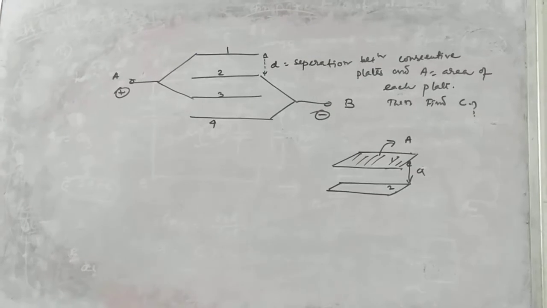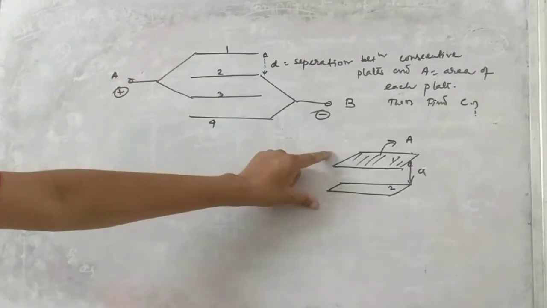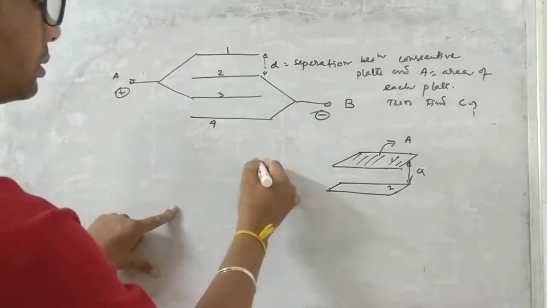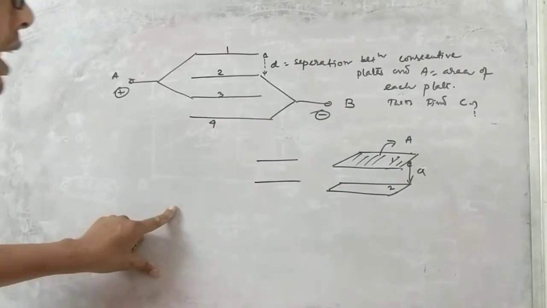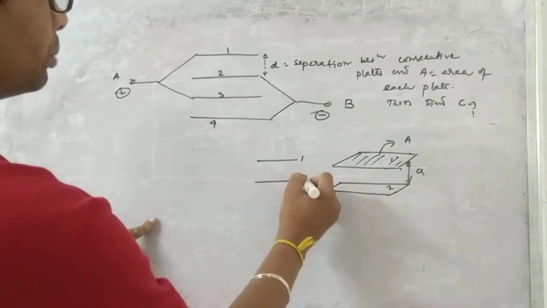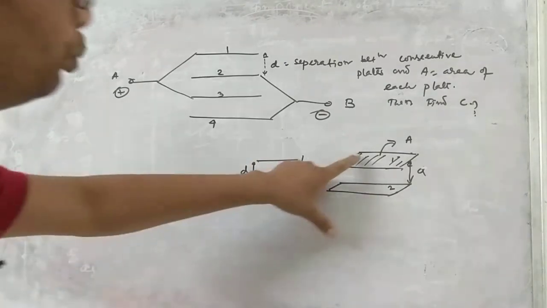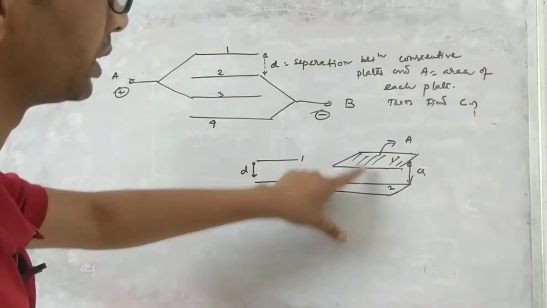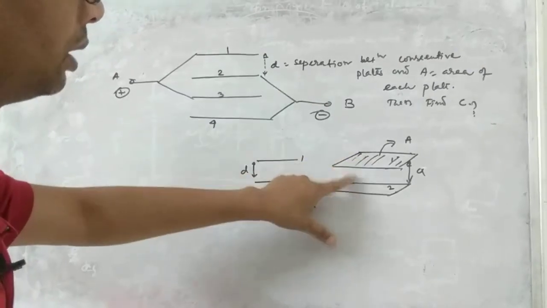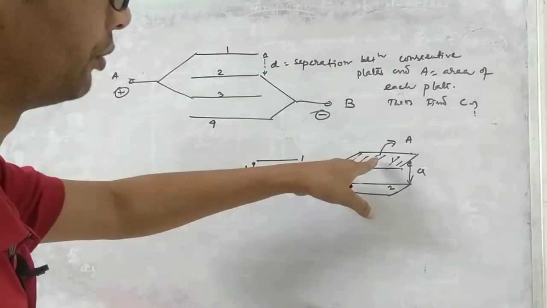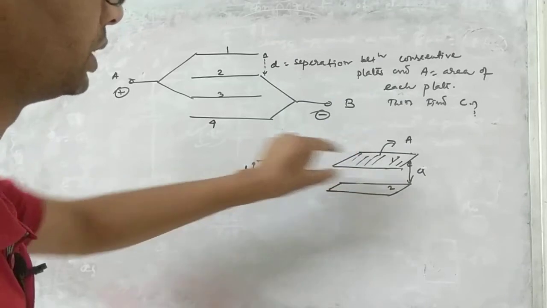Now actually this is represented like this. So this is plate 1, this is plate 2, and the separation is D. Similarly, there are two plates having separation D. The area of each plate is A, and this forms a single capacitor.